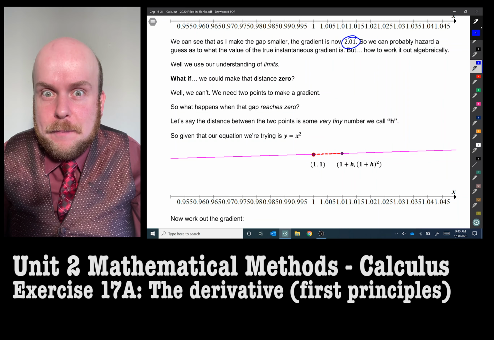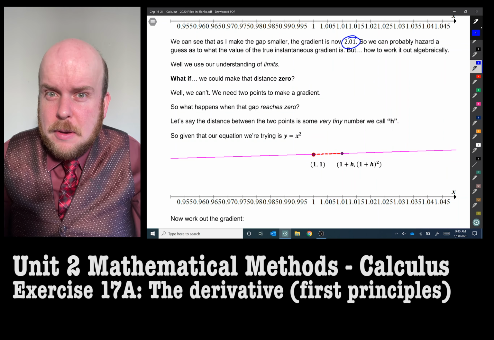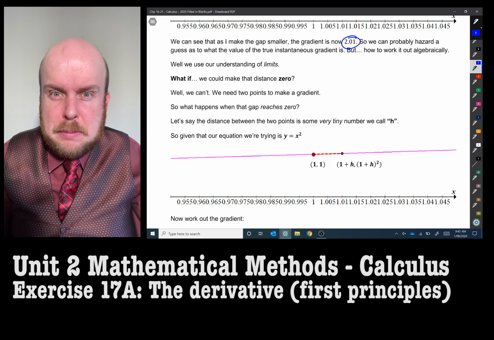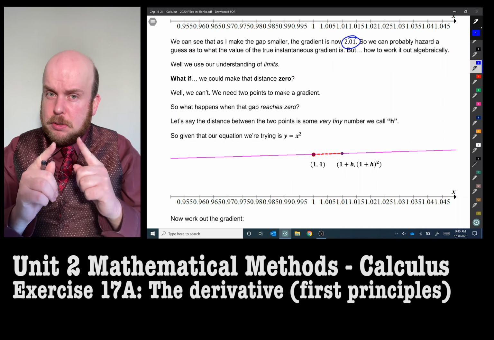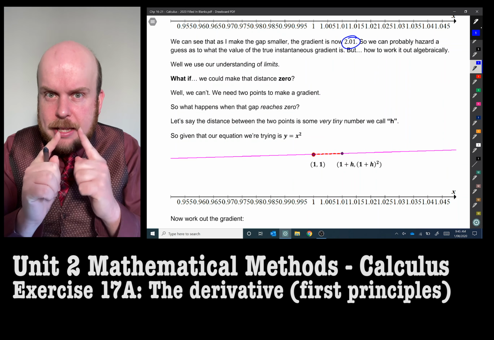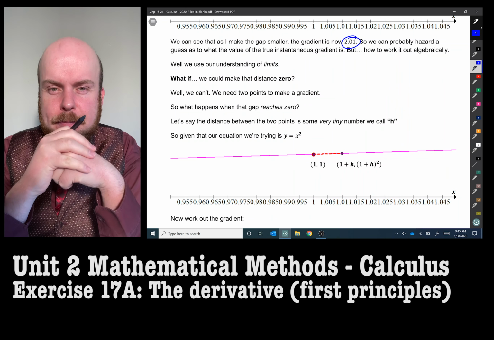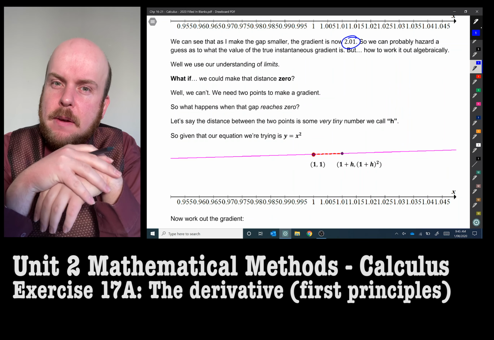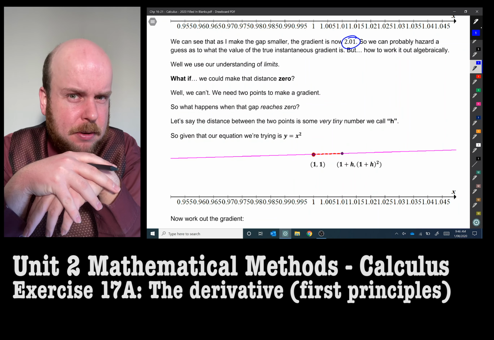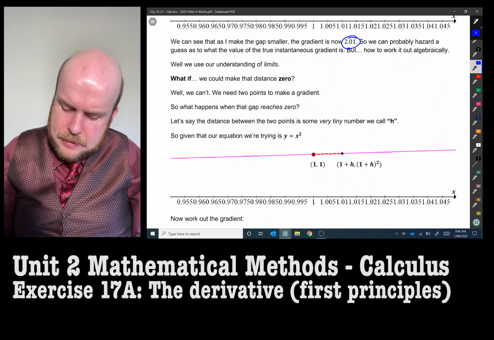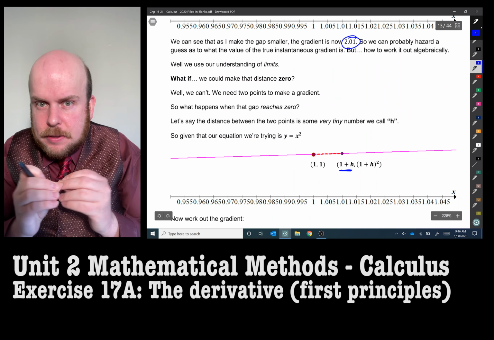But what if we could? What if we could make a line that was actually 0 long? Well, we can't use 0 because people will catch it out and the jig will be up. So what we're going to do is use the letter h. This h represents the tiniest possible distance that I could possibly do. And then you think, all right, well, if I can't make h equal to 0, what can I do? I want to make that distance. As you can see here, I've got 1 and 1 plus h. So that just means it's a little h distance away.